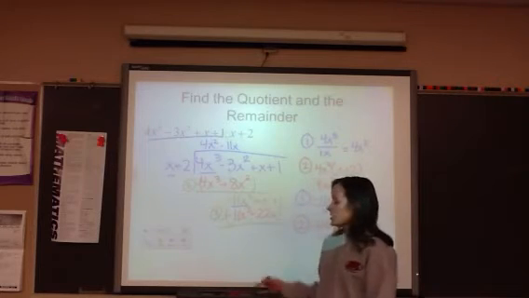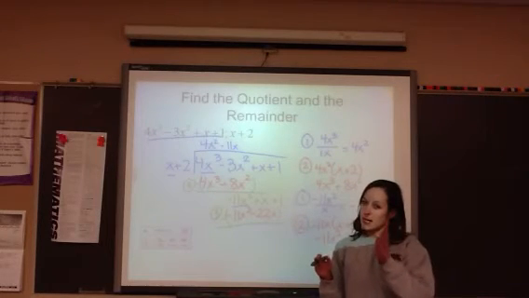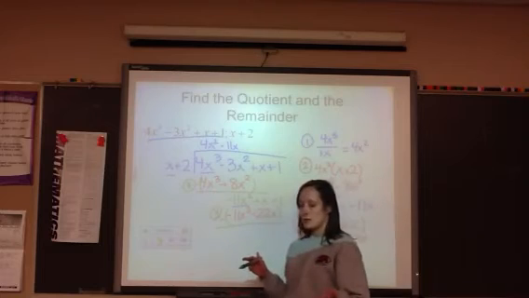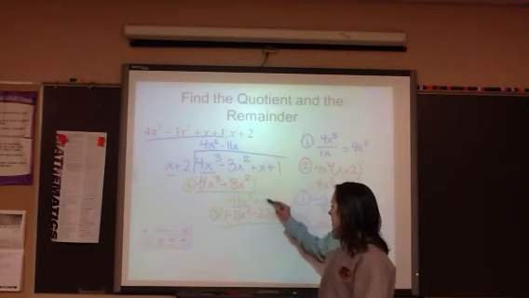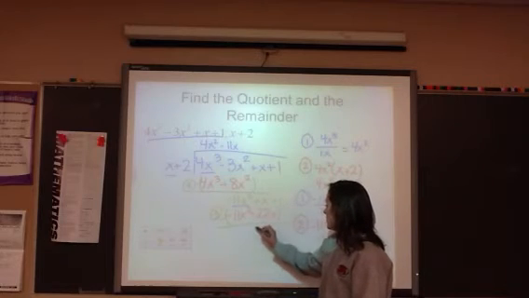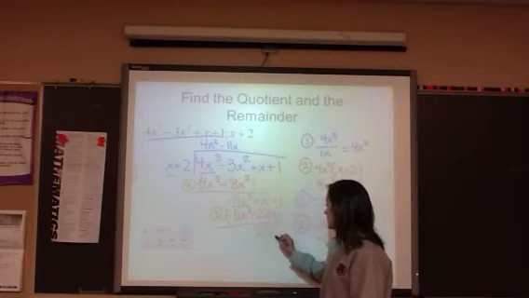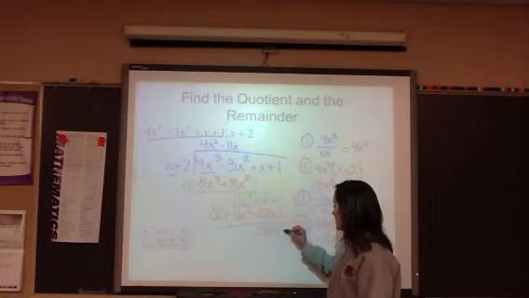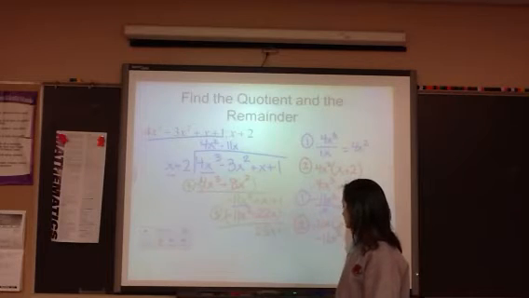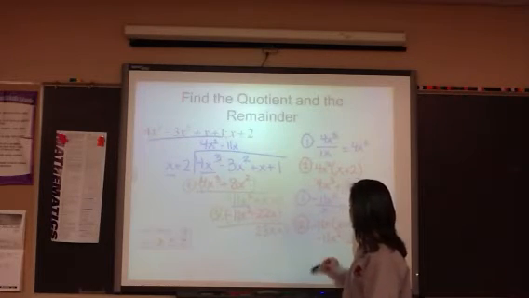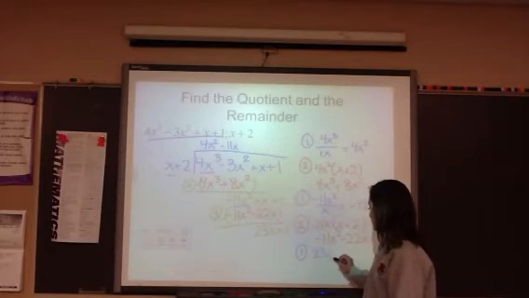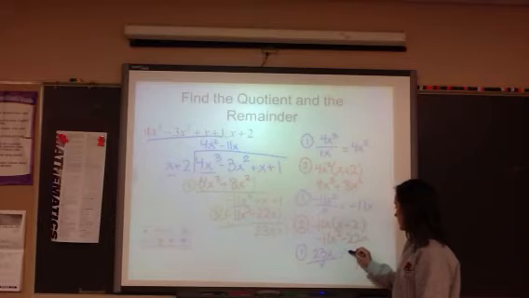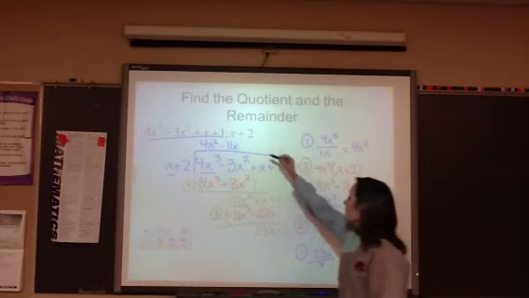The 11x squares cancel. If your first term doesn't cancel on this step, then you've done something wrong. You've either divided wrong or multiplied wrong. So then x minus negative 22x is 23x. Watch that. Plus 1 minus 0 is 1. So then we're going to do our steps again. So 23x divided by x is 23. Put that up top.